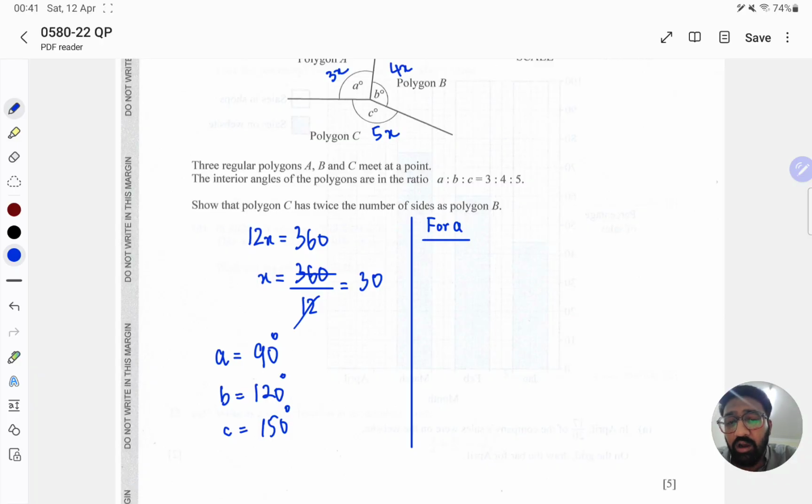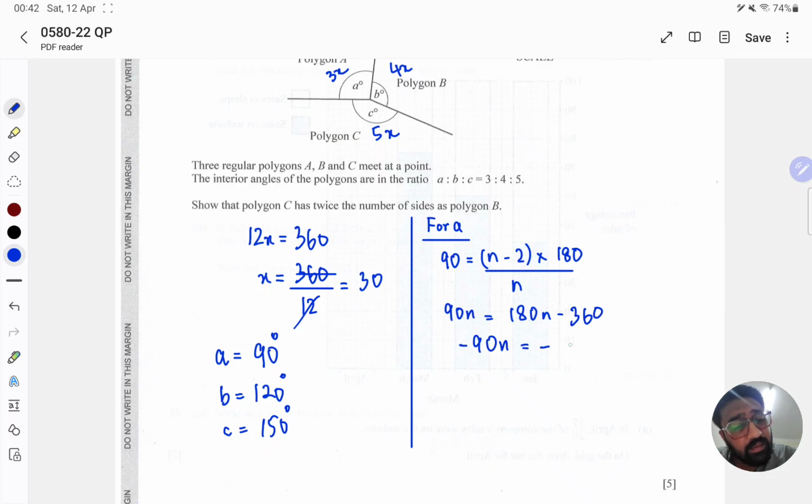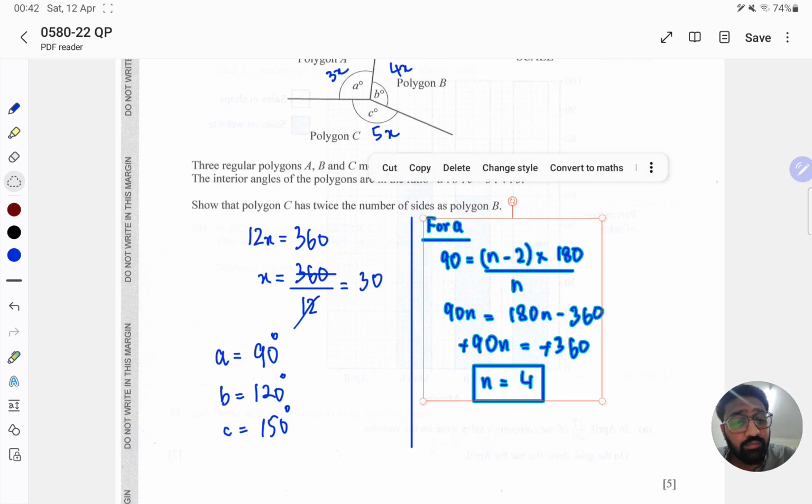We know the interior angle of A is 90 degrees. So the formula for each interior angle of a polygon is n minus 2 multiplied by 180 divided by n. If I simplify, it will be 90n equals 180n minus 360. So minus 90n equals minus 360. Negative and negative will cancel out, and the value of n that I will have is 4. So it means that polygon A has 4 sides.